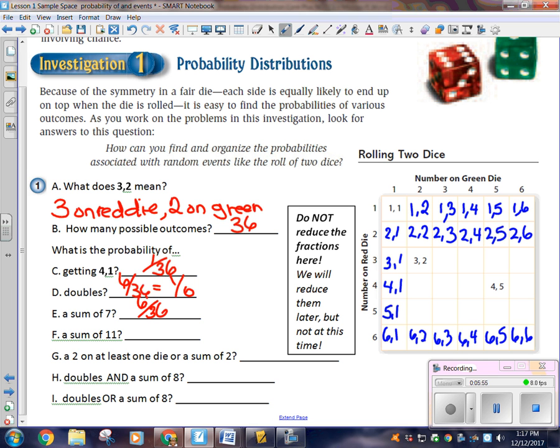All right. Why don't you try F, G, H, and I? Please read it carefully. Now, when it says a 2 on at least 1, or, do you think that word or is important? Yes, it is. So, do you think there's a bunch of chances that I'll get 2 on at least 1? And then are there more chances that I'll have a sum of 2 that I could add to that? Okay, let's just do them together. Let's go ahead and do sum of 11.